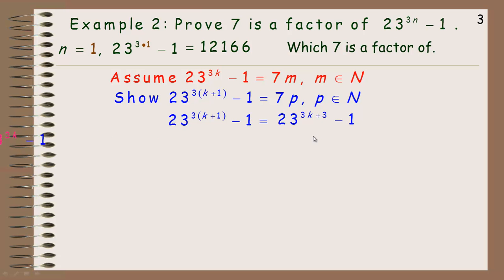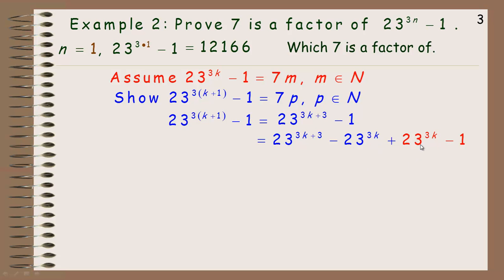This might seem like a bit of mathematical magic, but in order to be able to involve the induction hypothesis, I'm going to subtract 23 to the 3k, which is this base to the power of just the 3k part, and add 23 to the 3k. I'm adding and subtracting the same term, so I haven't changed the value at all. Net, I've changed it by 0, because subtracting and adding the same number is adding 0 to something. And the reason I'm doing that is so I can do some factoring to involve this induction hypothesis.